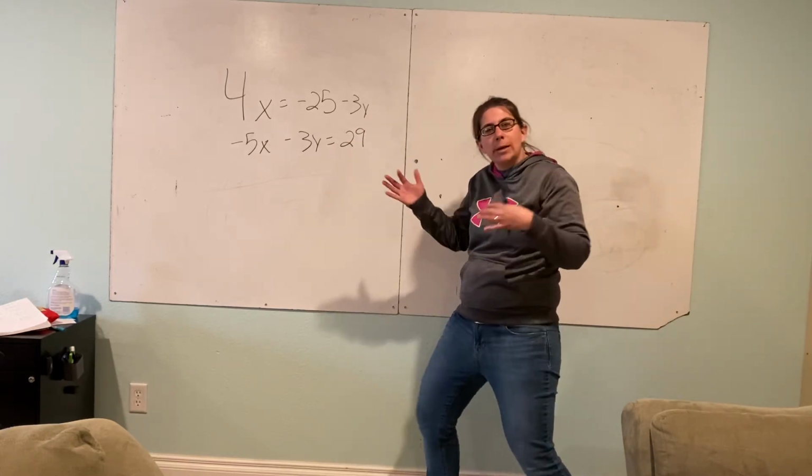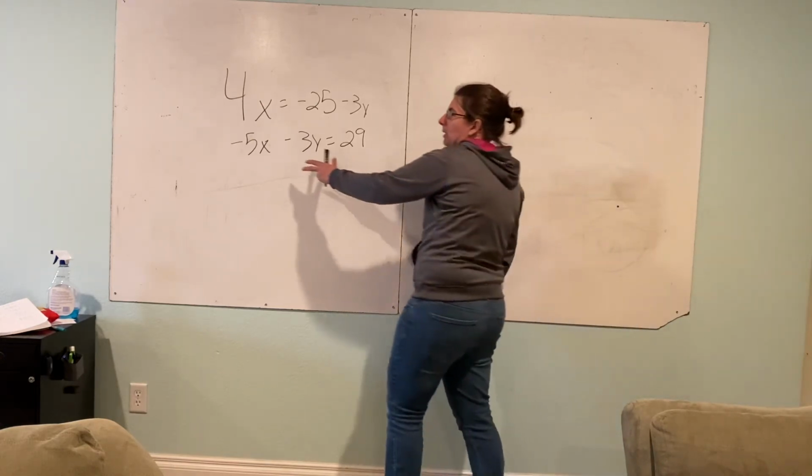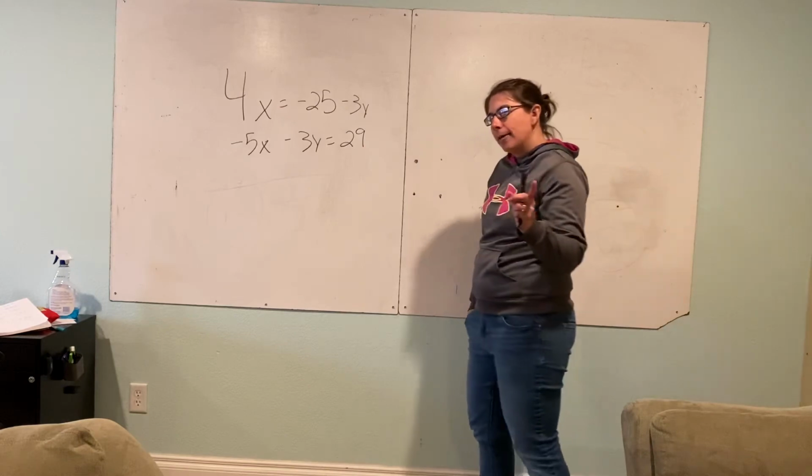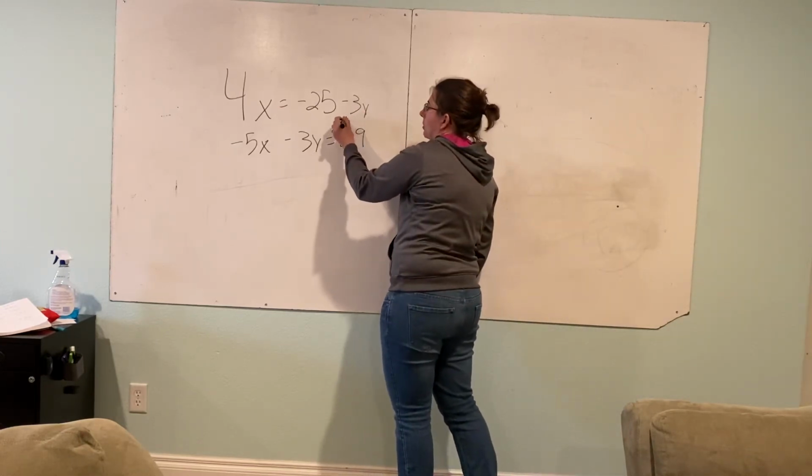So we've got to rearrange the equation a little bit. It helps if both variables are on the same side together. They don't have to be, but I could move the y over here. So I'm going to add 3y to both sides.